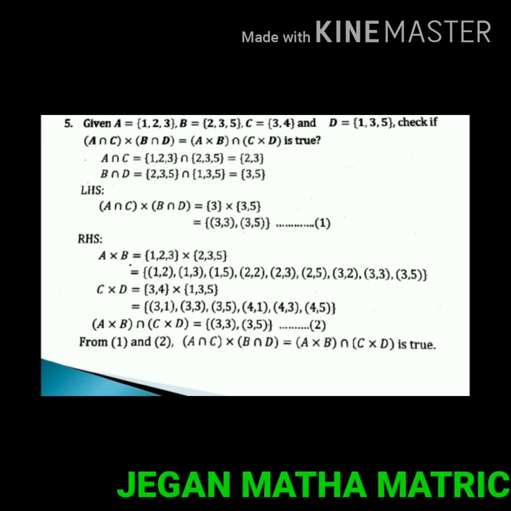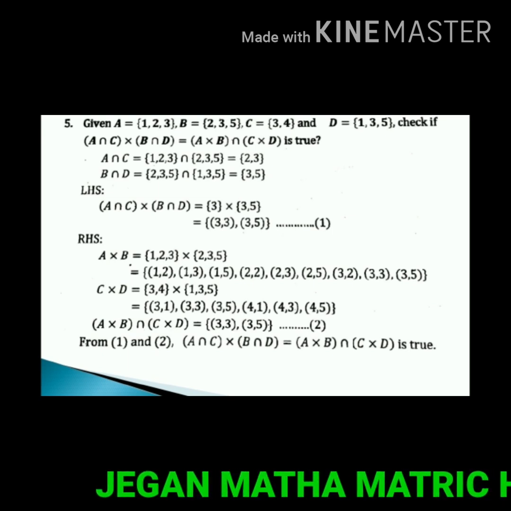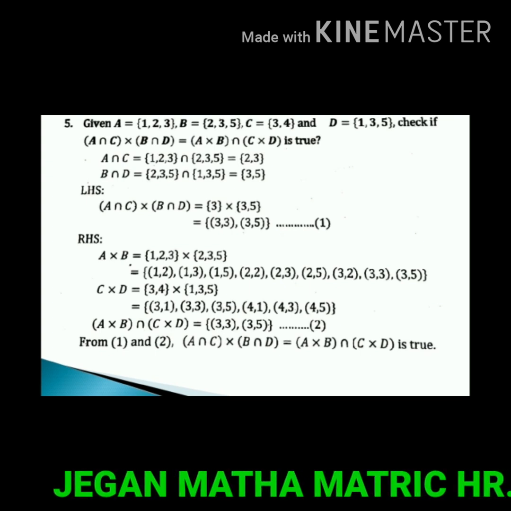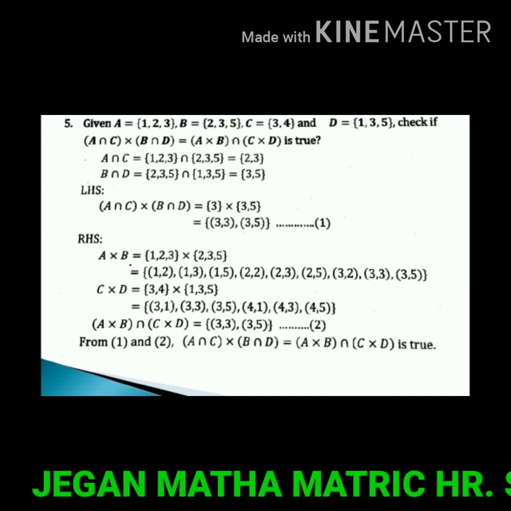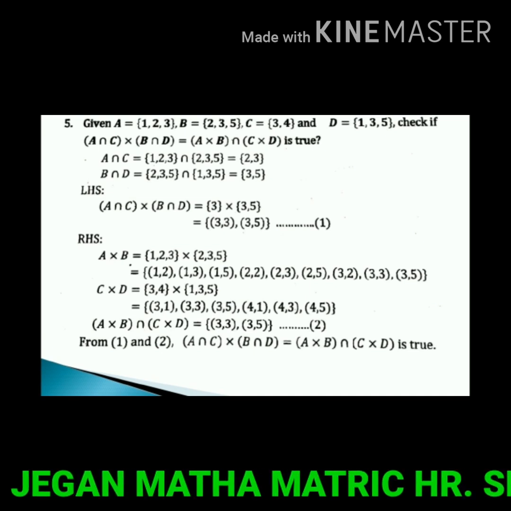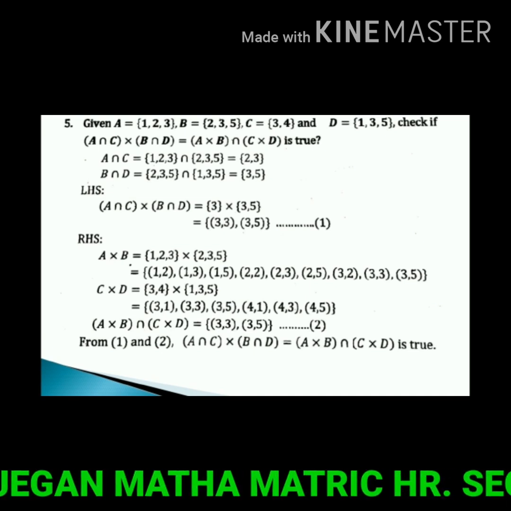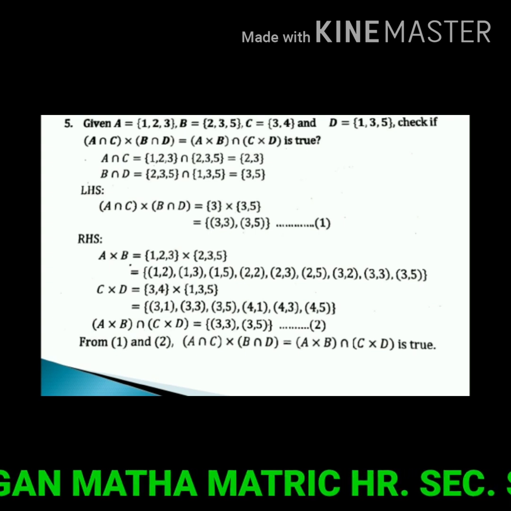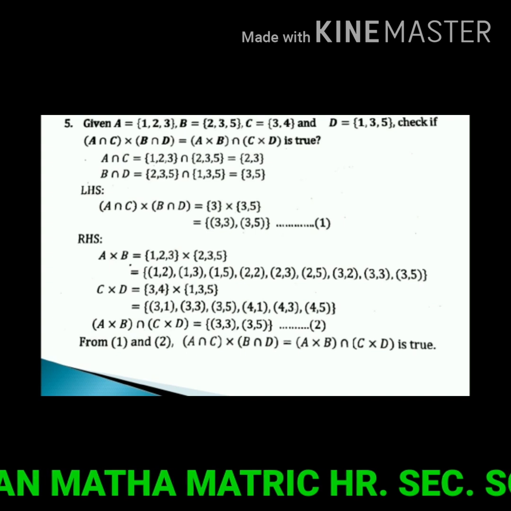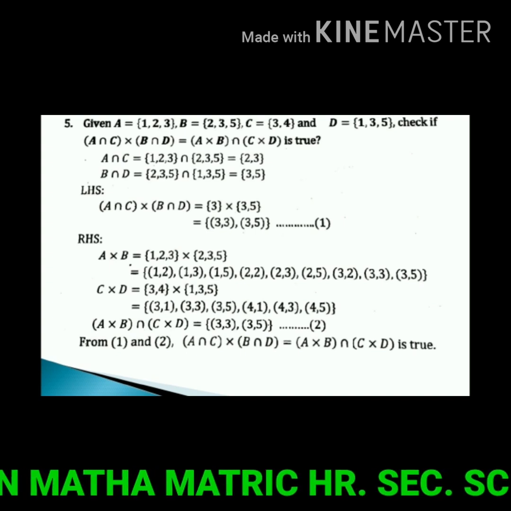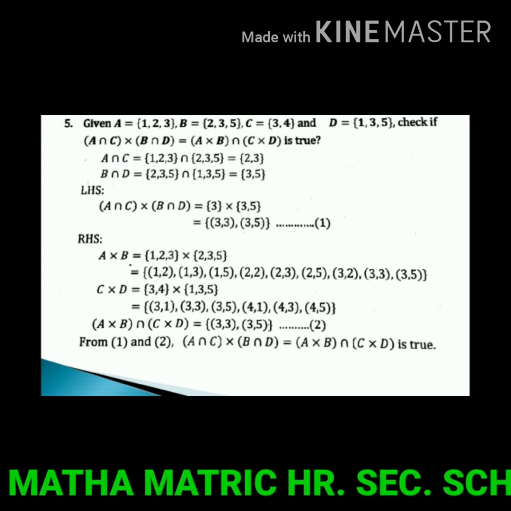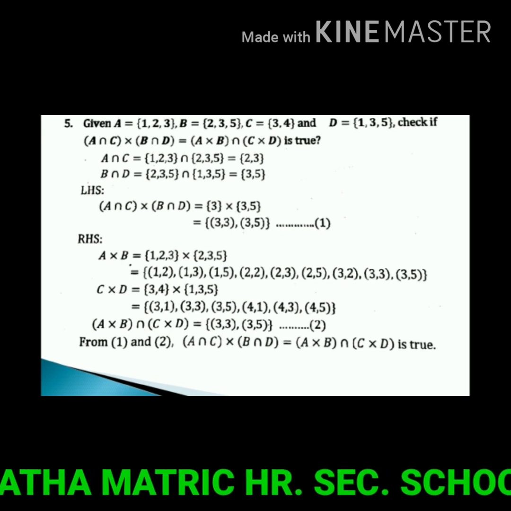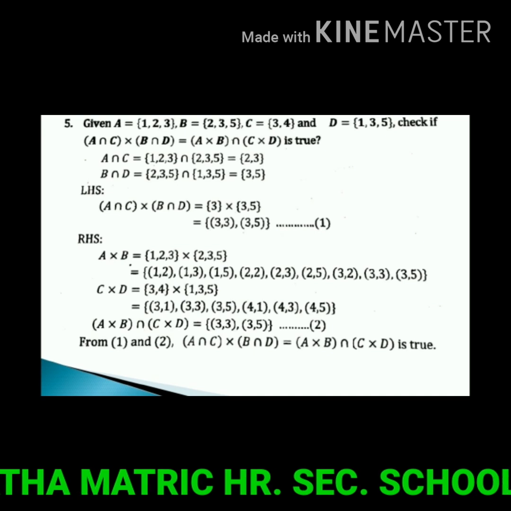So the left hand side, (A intersection C) cross (B intersection D), is equal to {3} cross {3, 5}. So we have the ordered pairs (3,3), (3,5). Then the right hand side: A cross B, A set {1, 2, 3} cross {2, 3, 5}. Then A mapped with the B set, we have the ordered pairs (1,2), (1,3), (1,5), (2,2), (2,3), (2,5), (3,2), (3,3), (3,5).